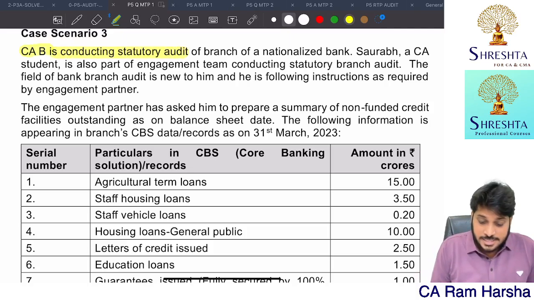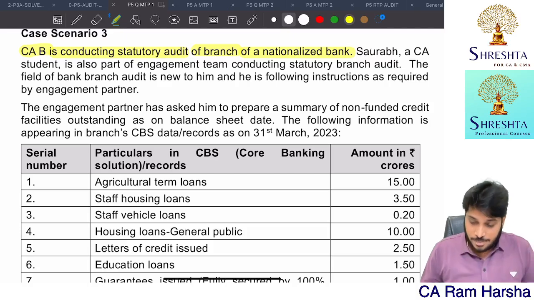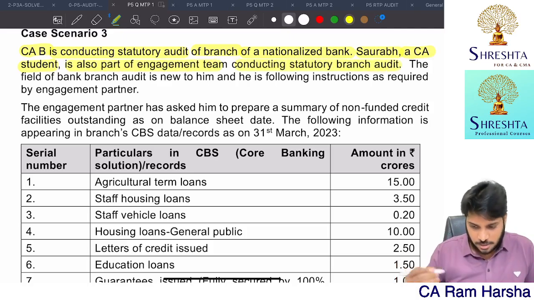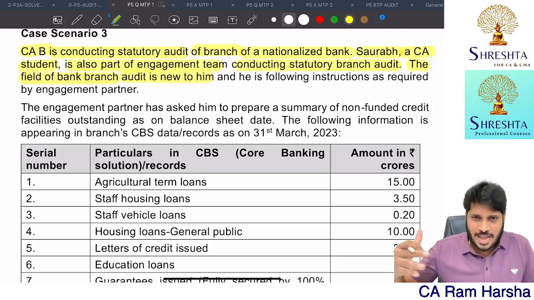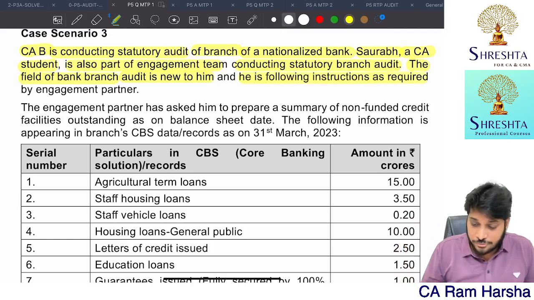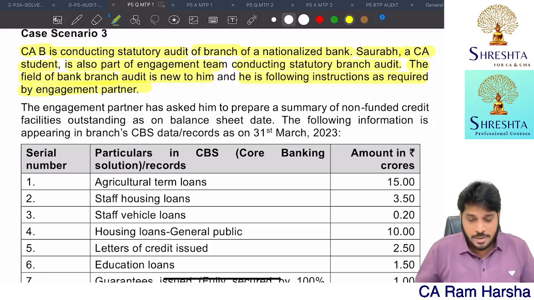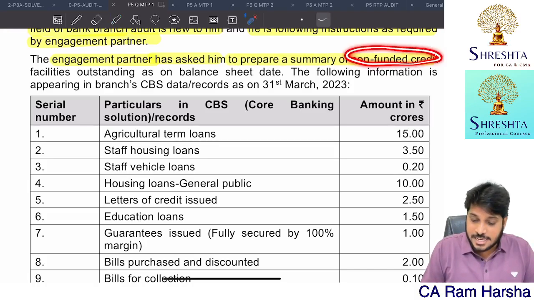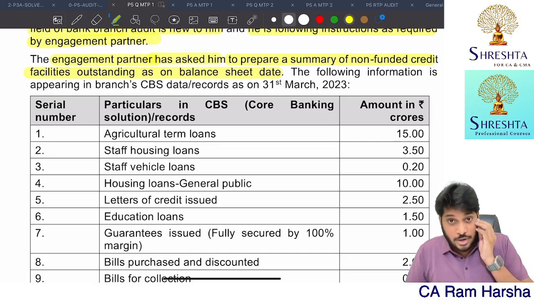CAB is conducting statutory audit of a branch of a nationalized bank. Saurabh, a CS student, is also part of the engagement team conducting branch audit of the bank. The field of bank branch audit is new to him, and he is following instructions as required. The engagement partner has asked him to prepare a summary of non-funded credit facilities outstanding as on balance sheet date. What do you mean by non-funded credit facilities?